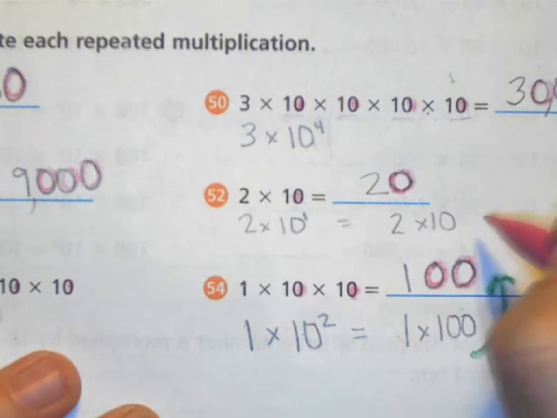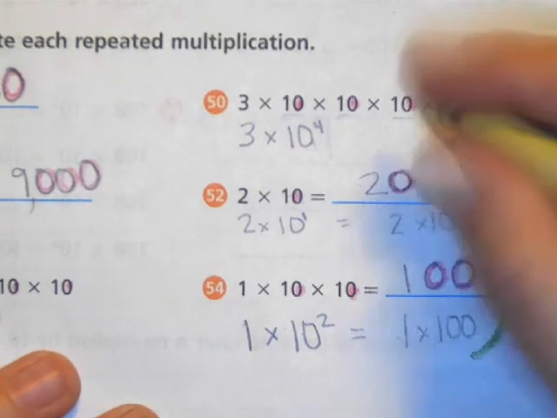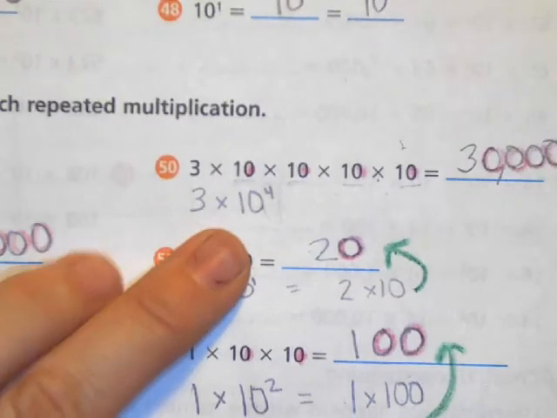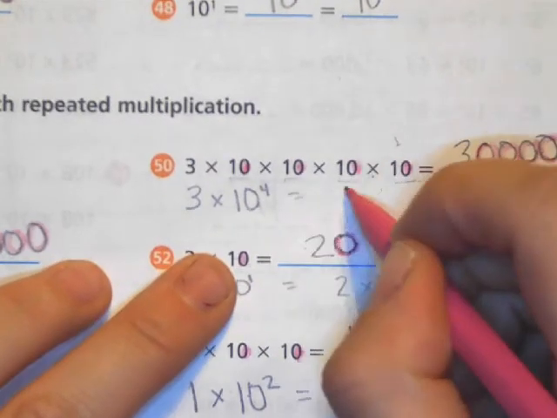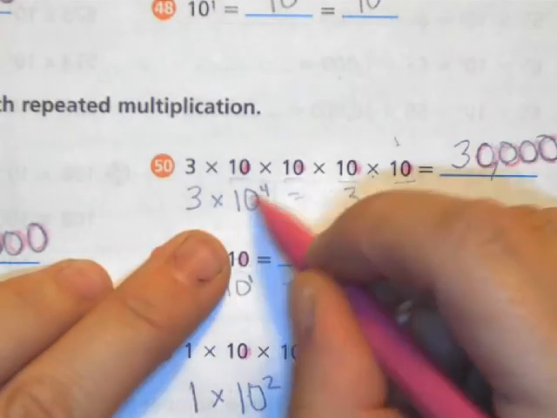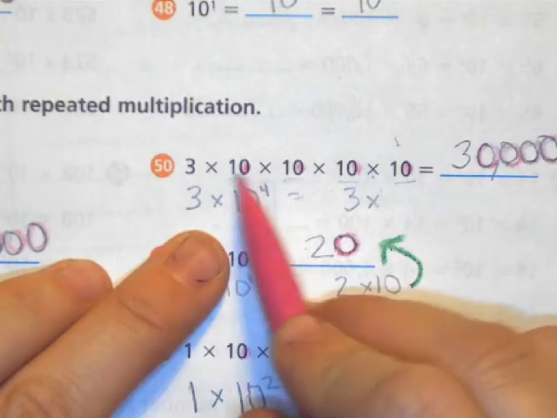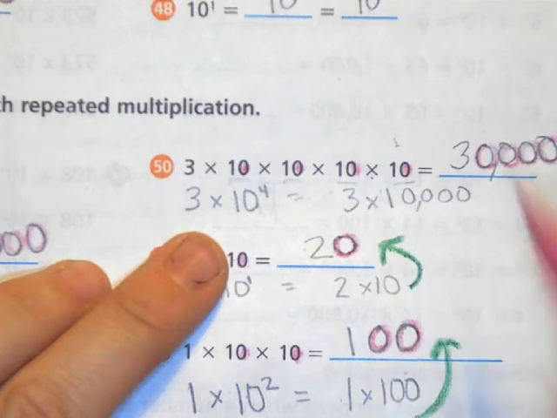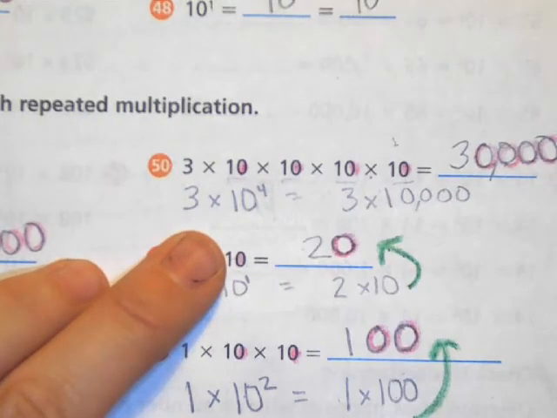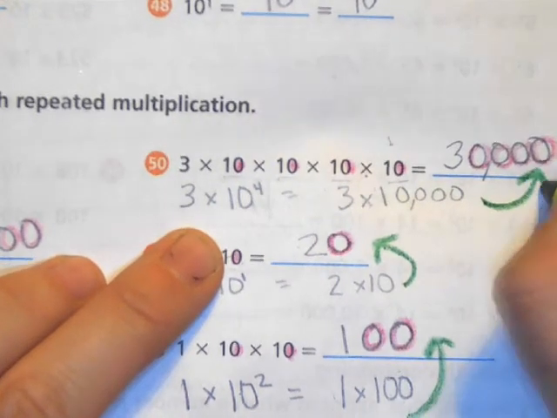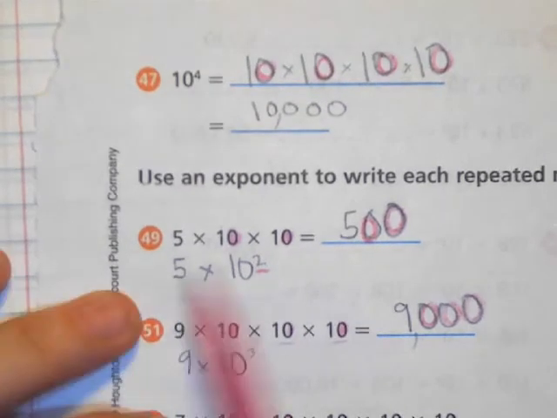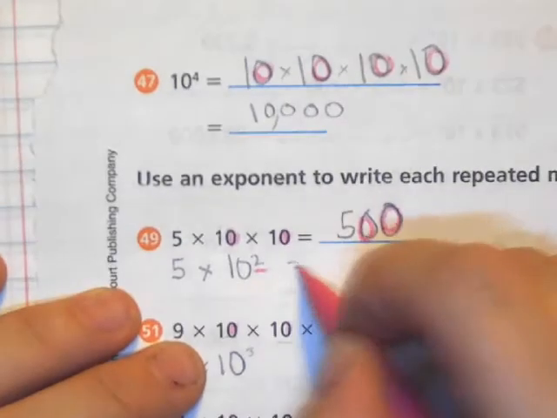Try the next one. What is 2 times 10 to the first power? It's just 2 times 10. And does that equal 20? Yes. What is 3 times 10 to the fourth? That means 3 times, what is 10 to the fourth? It's a 1 with 4 zeros. 3 times 10,000. Is 3 times 10,000 30,000? Yes.